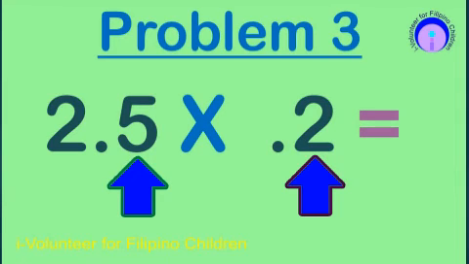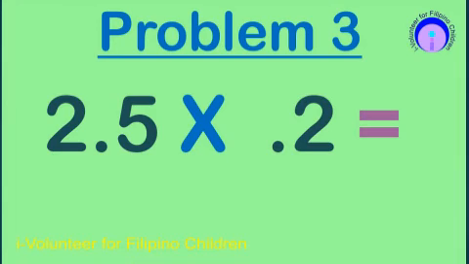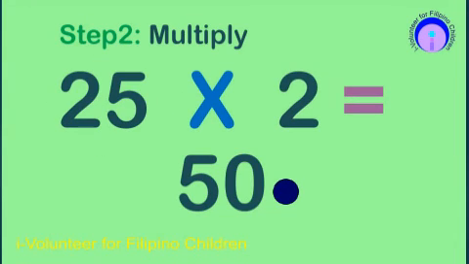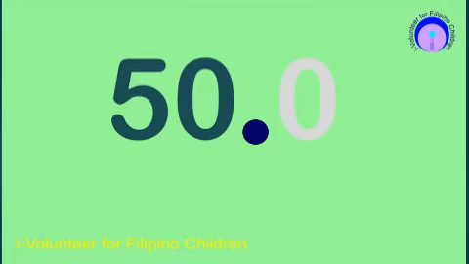Why do we need to remember these 2 decimal places? Yes, they are needed in the last step. We are moving the decimal point 2 places to the left. Now let's go back to step 2, multiplying the numbers without decimal points. The answer was 50, but this is not the final answer. We need to move 2 decimal places to the left.